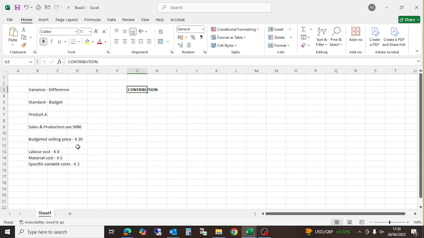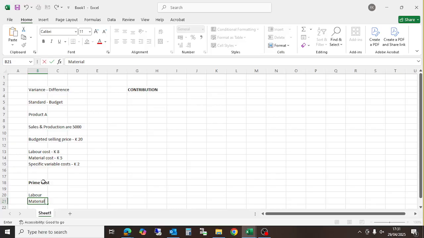I know you've probably heard the term prime cost as well, especially on throughput accounting. Let me just take note of that. Since we are here looking at costs, we might as well talk about them. So if we talk about direct labor and material, these are prime costs.